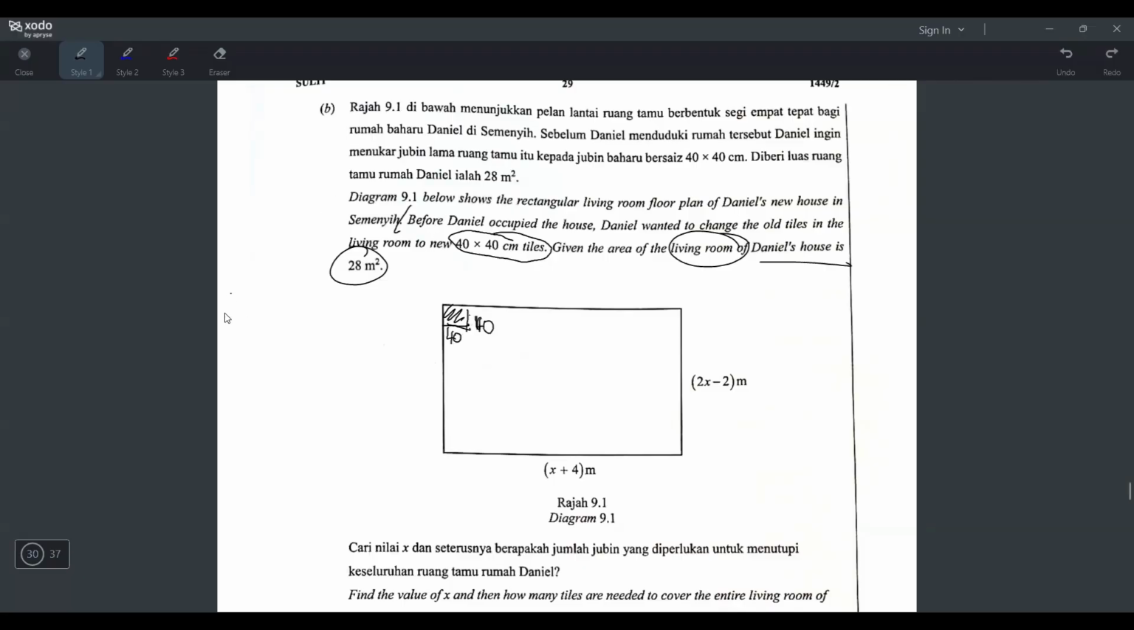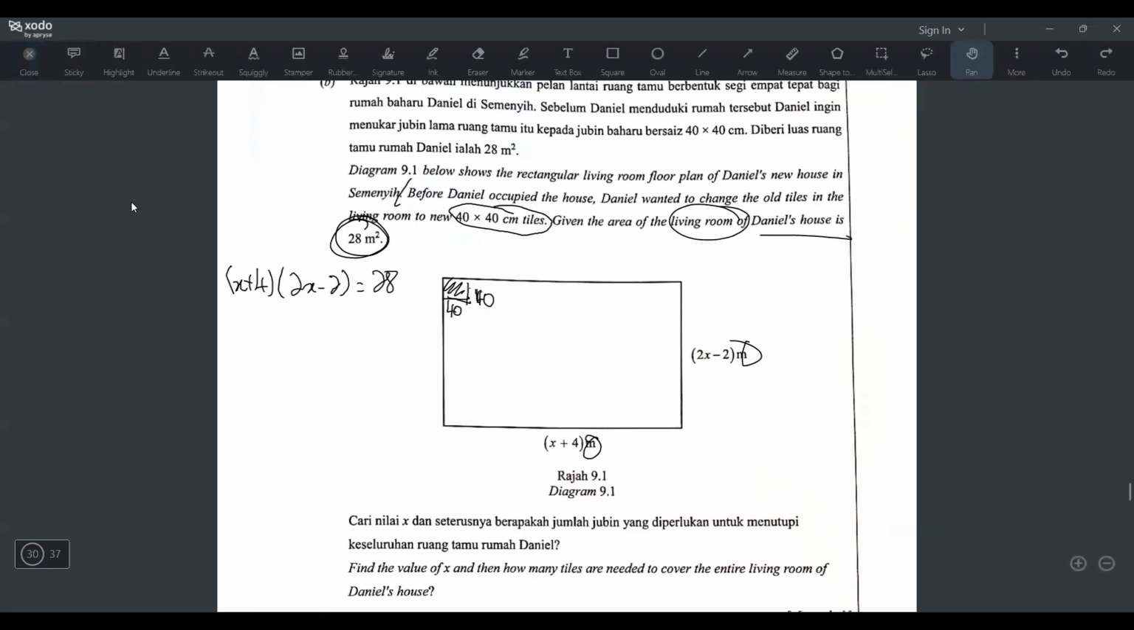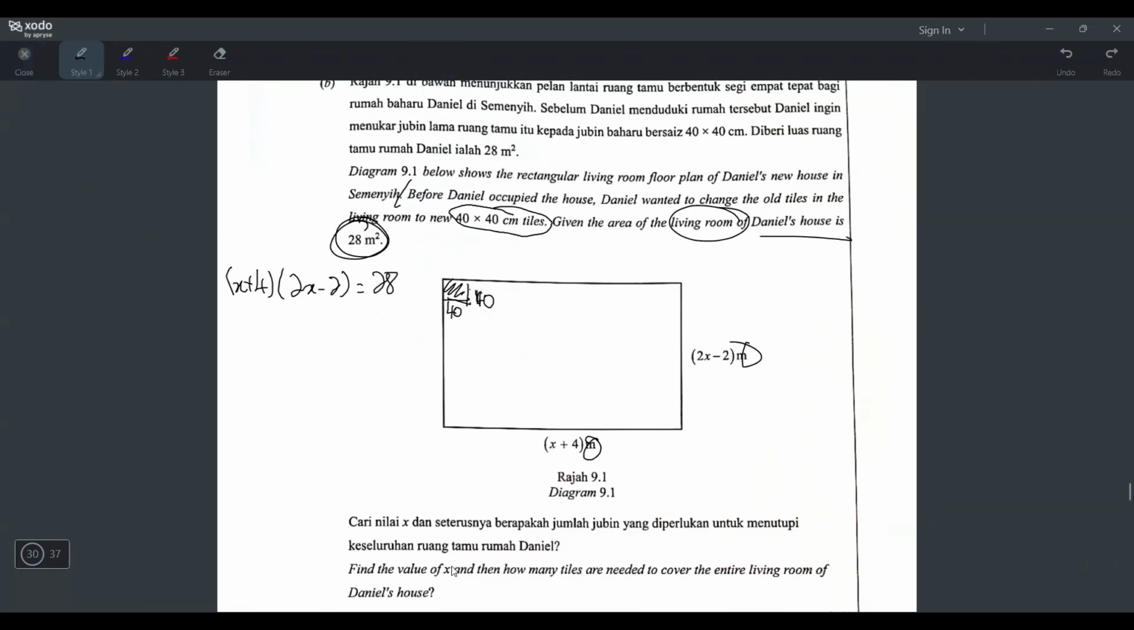That means (x + 4)(2x − 2) = 28 lah, because this one is already in meters, and this one is meters square. So when you take this one times this one, you will get 28. And you can already find the value of x here, right? But before I find, let's see what the question wants first. Did the question ask us to find x? Let's see. Find the value of x. Okay, good. I already know how to find x.